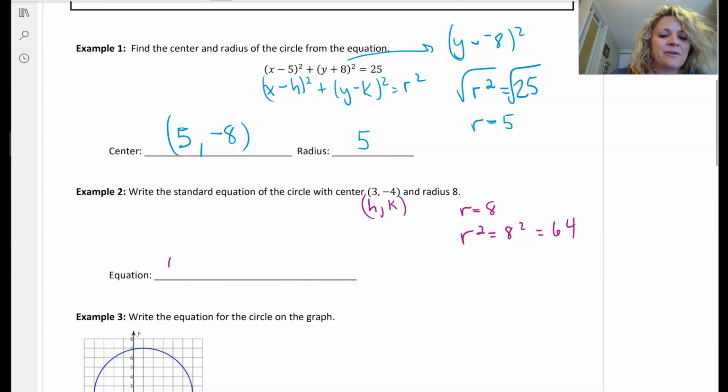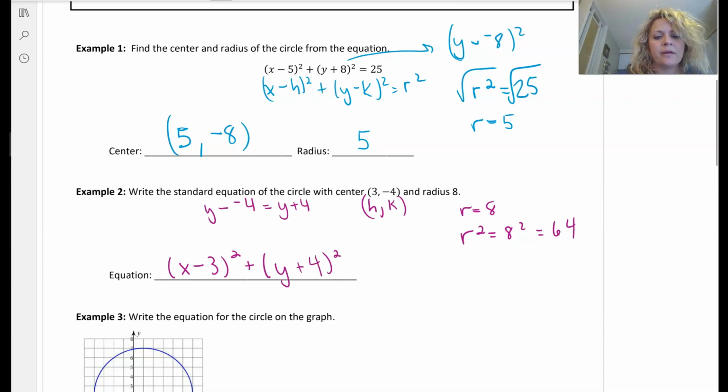So as we write our equation, we're going to have x minus h. Well, our h value is positive 3. Don't forget to square that because it's the Pythagorean theorem. And then plus, instead of writing y minus negative 4, I'm going to rewrite that as y plus 4, so y plus 4 squared. And then that will equal 8 squared, which is 64.